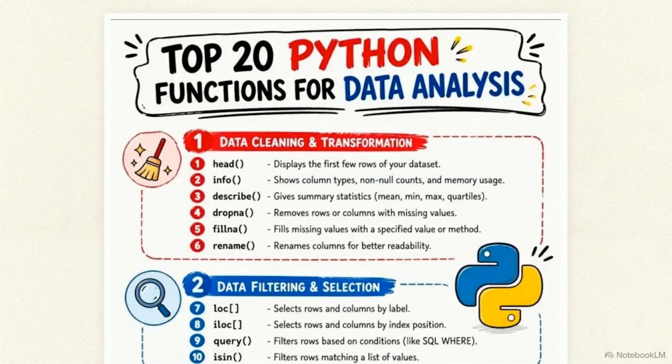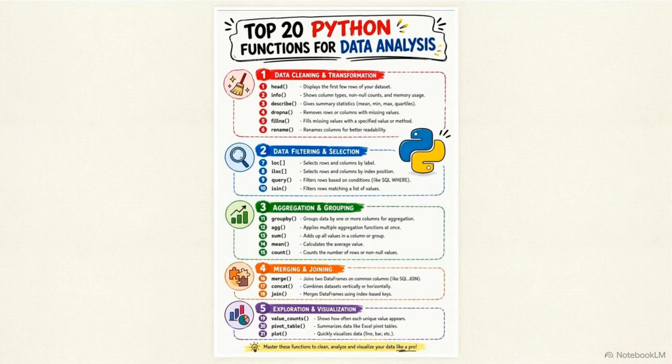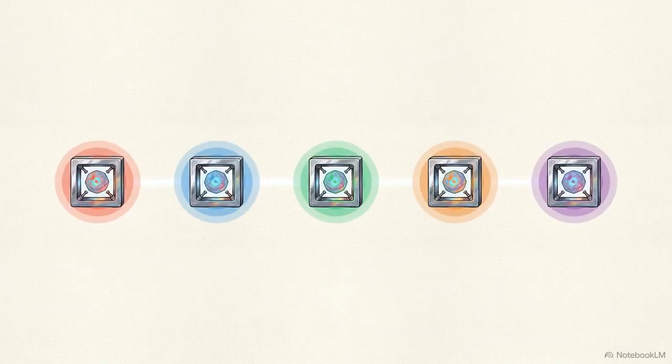This infographic lays out the exact path. We move sequentially through data cleaning, filtering, aggregation, merging, and then finally visualization. By sticking strictly to this order, you bypass the need to memorize hundreds of Python commands. You just follow the roadmap.